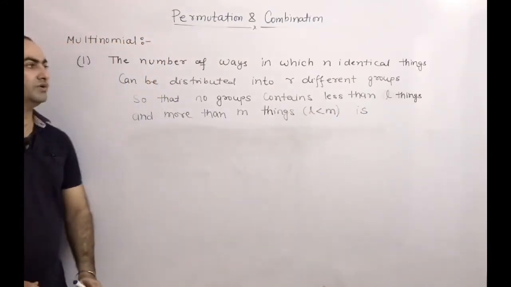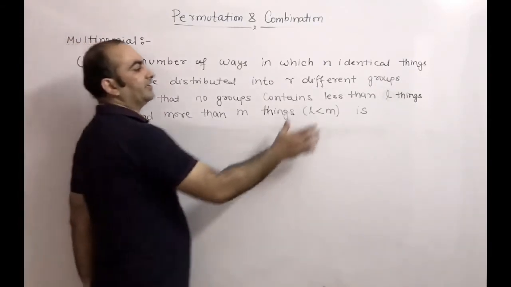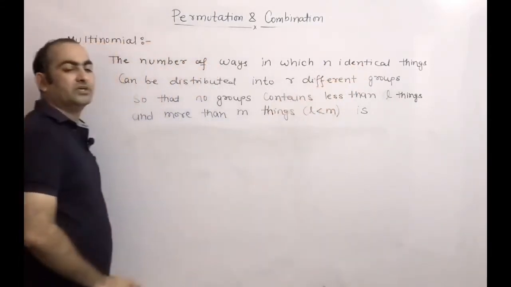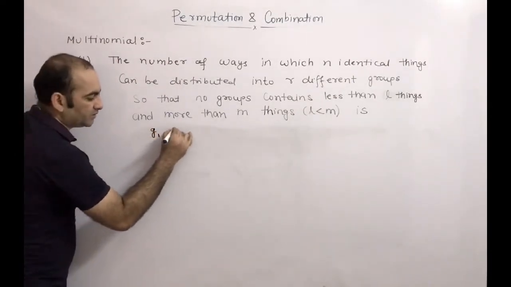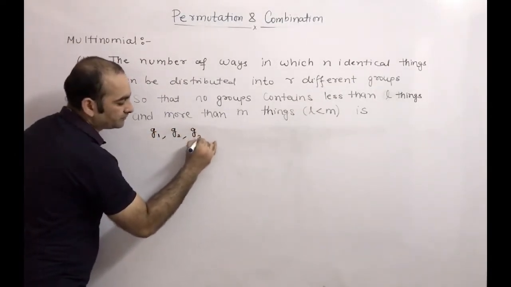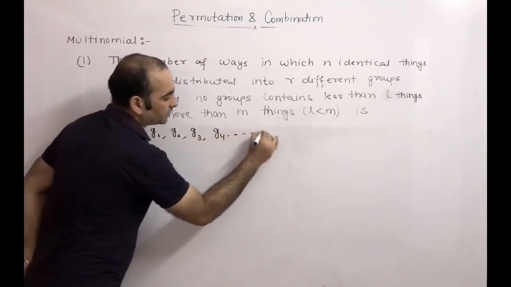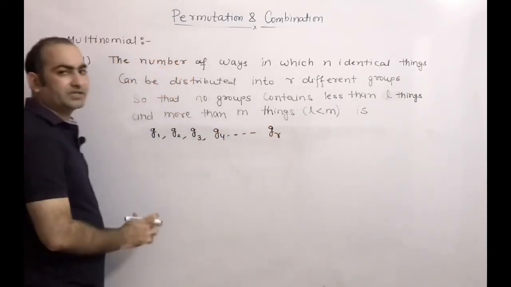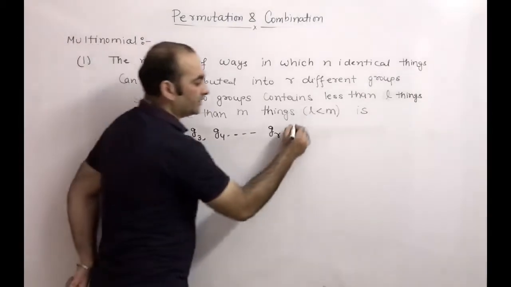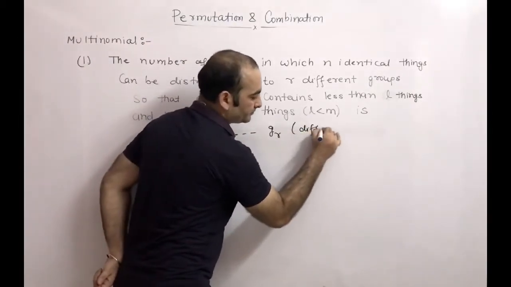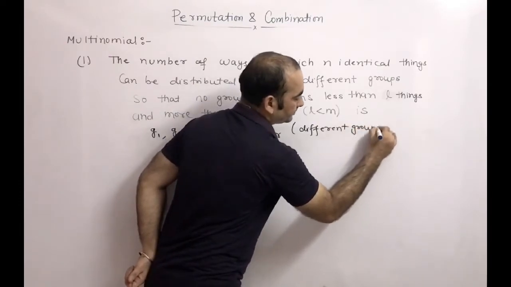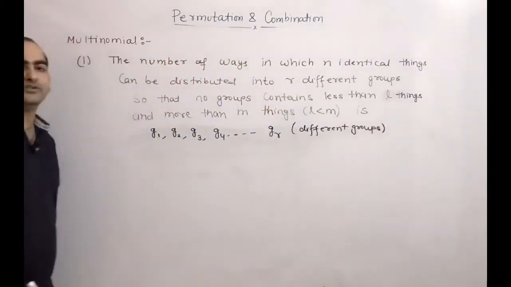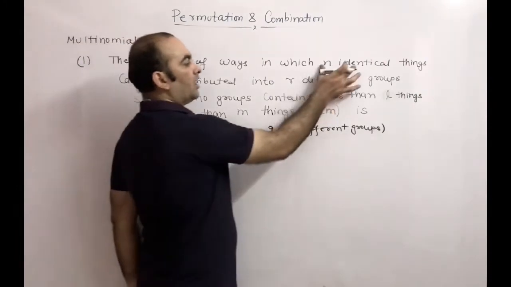According to the first point, we have to distribute n identical things into r different groups. So we are taking r different groups, that is g1, g2, g3, g4 and so on up to gr. So these are the r different groups. We have to distribute n identical things into r different groups.